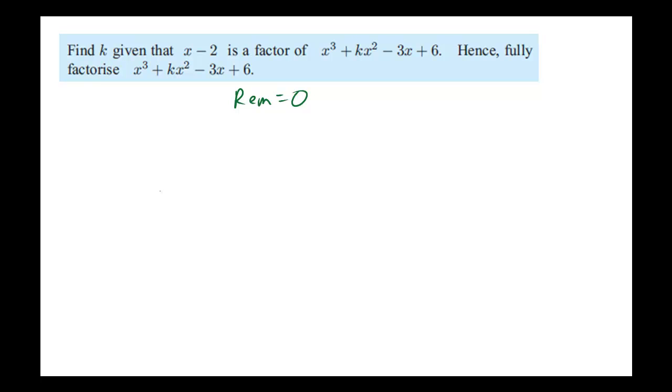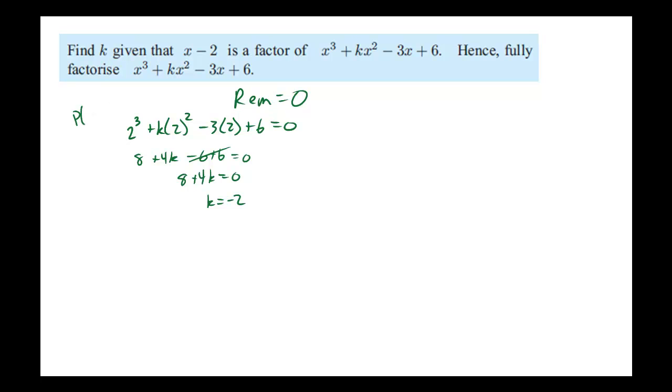Okay, so there's a couple ways that we can go about it. One of them is just to simply go, well, that means that 2 cubed plus k times 2 squared minus 3 times 2 plus 6 should equal 0. So that's going to give me 8 plus 4k minus 6 plus 6. Those are going to cancel out, meaning I got 8 plus 4k equals 0. Subtract the 8, divide by the 4, I get k equals negative 2. So I used the remainder theorem, knowing that the polynomial of 2 would give me the remainder, which was supposed to be 0.